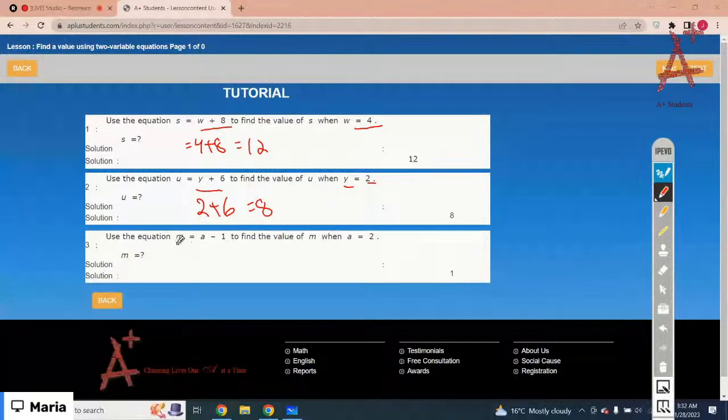The next one is U equals A subtract 1. A is 2. So it will be 2 take away 1. 2 take away 1 is 1. Got it?